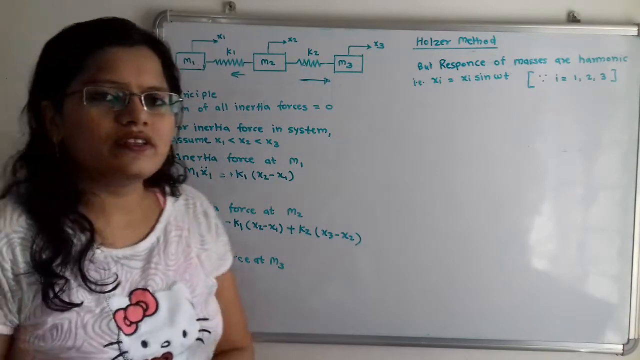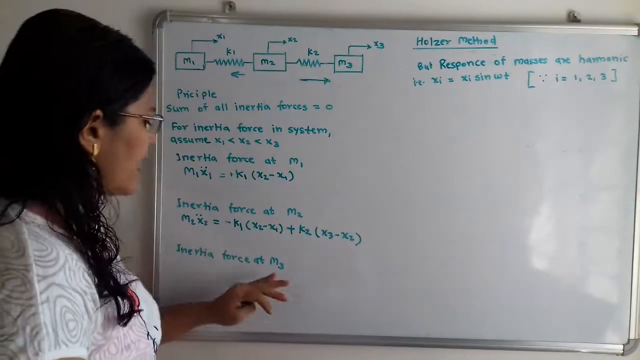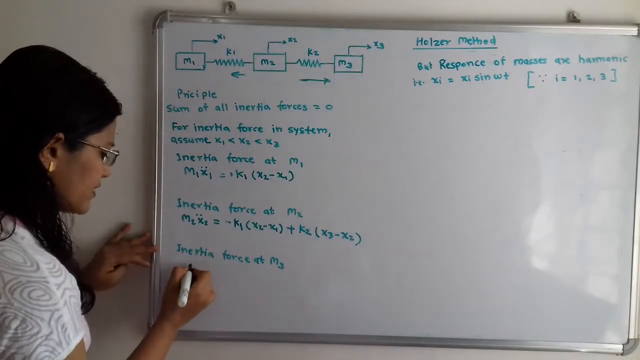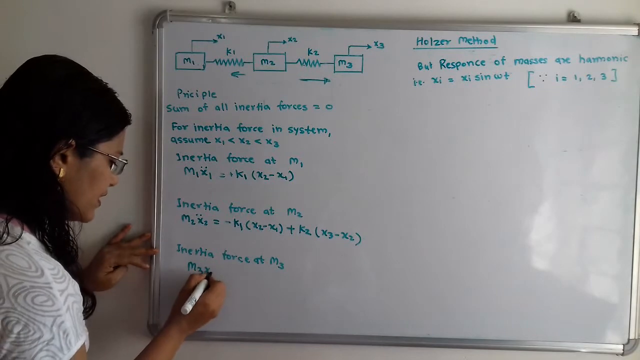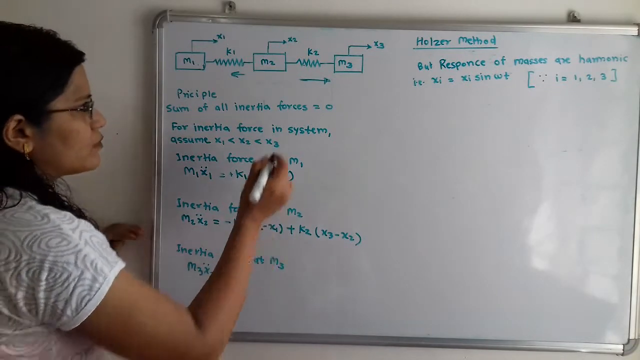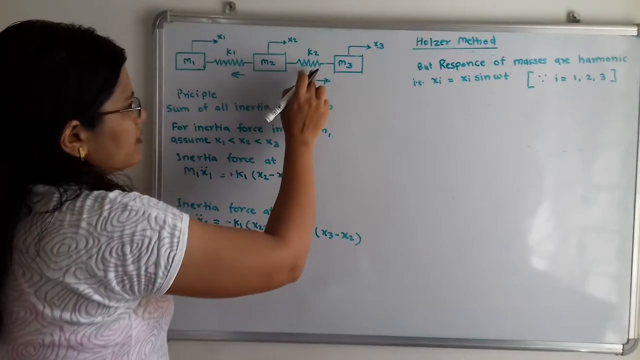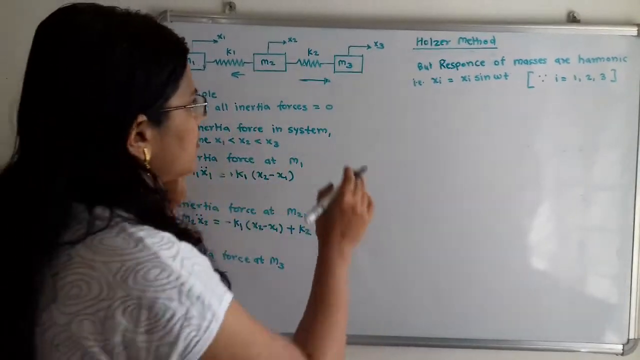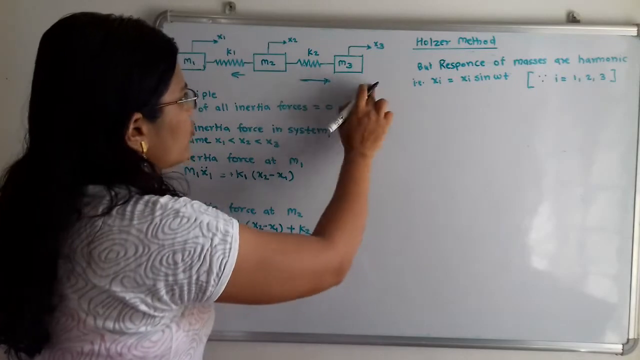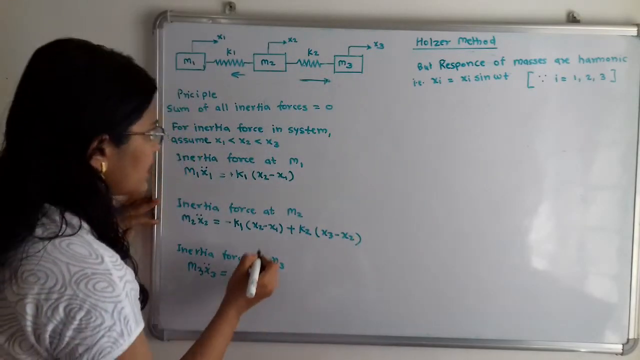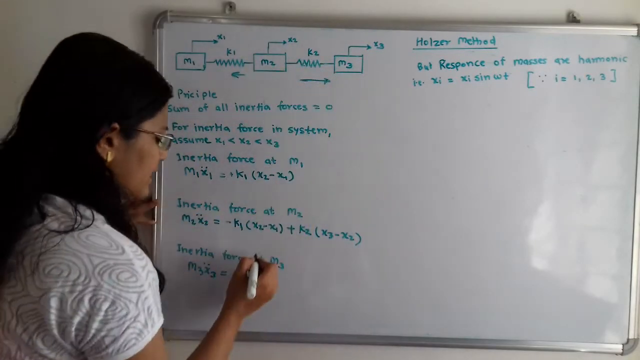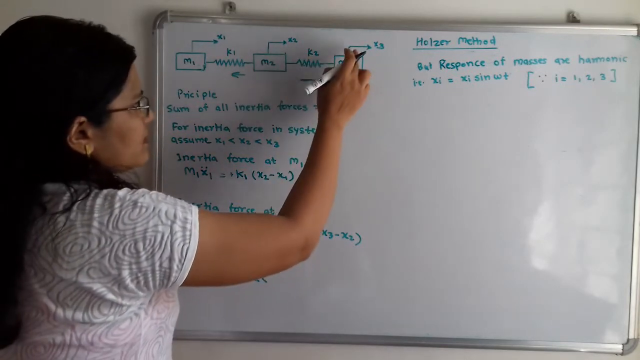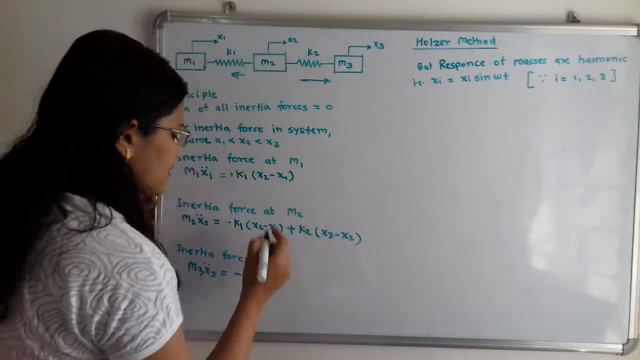Now we will move to the third, that is the inertia force at mass m3. Here m3 has displacement x3, so the inertia force is m3 x3 double dot, which is equal to, now here the spring having stiffness K2 is on the left hand side, that is on the opposite side of the system movement, so we have to take a negative sign. And what is the spring force? That is stiffness multiplied by displacement, so K2 is the stiffness and the displacement is x3 minus x2.